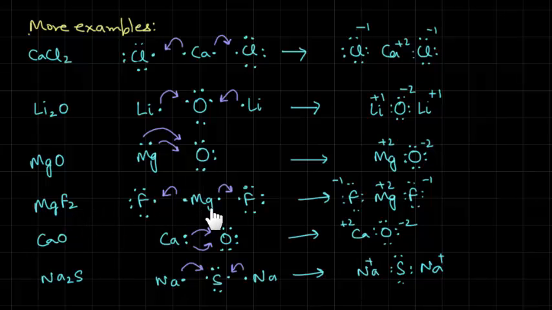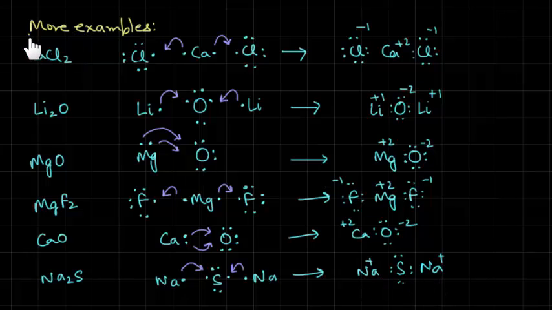MgF2. Now again Mg has 2, but fluorine only needs 1. So 2 fluorine atoms will take 1 each from magnesium and it will become MgF2. Calcium oxide: calcium has 2, oxygen has 6. So oxygen will take both to become CaO. Na2S: Na has 1, sulfur has 6. So sulfur will take 2 electrons from 2 Na atoms and become Na2S.